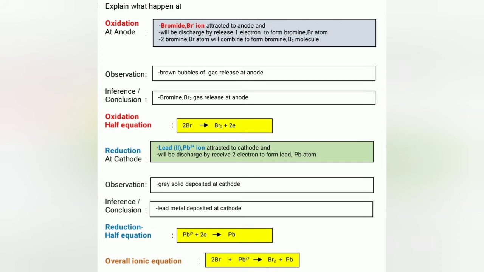Reduction occurs at the cathode. Lead(II) ion undergoes reduction by receiving two electrons to form lead atom. Lead(II) ion acts as an oxidizing agent.